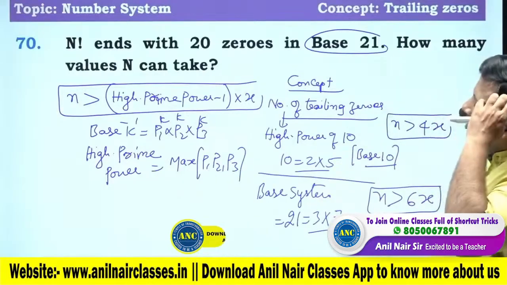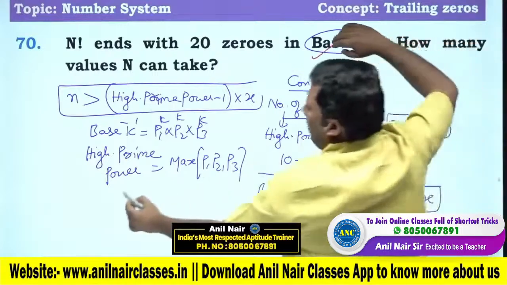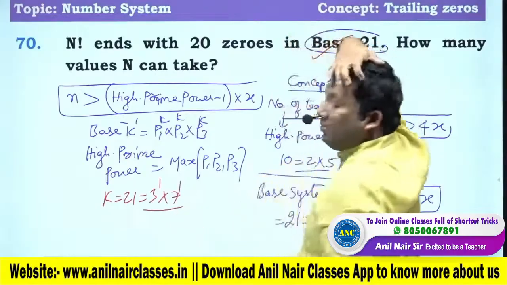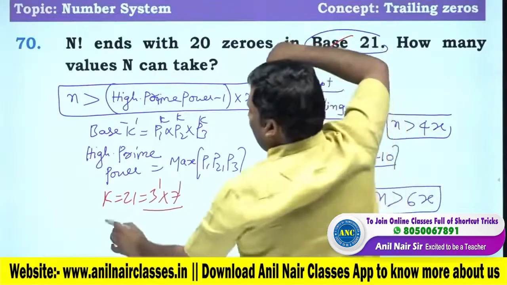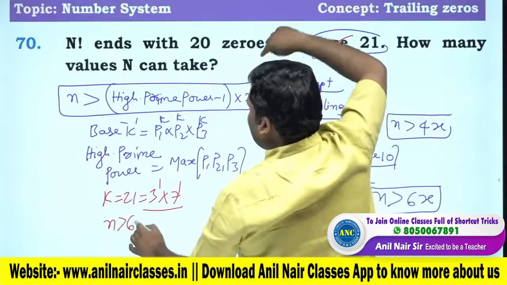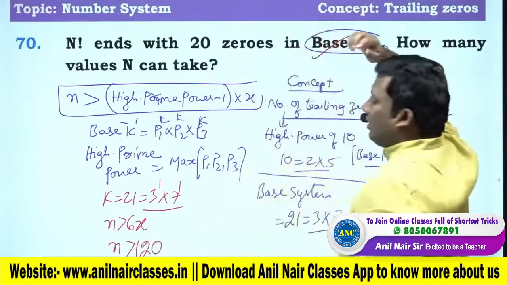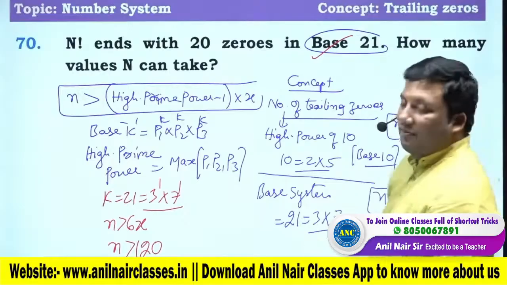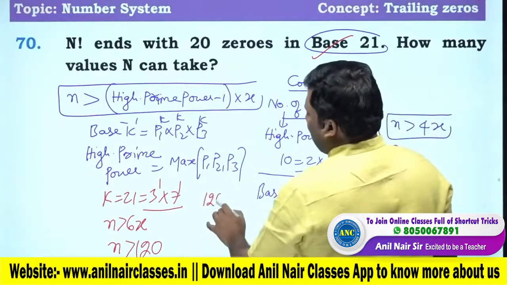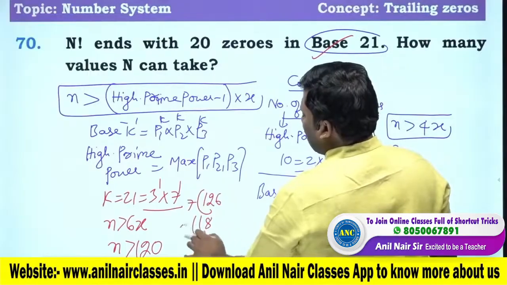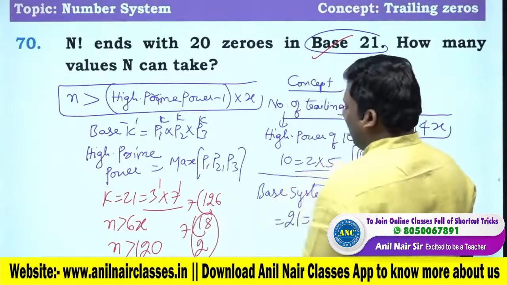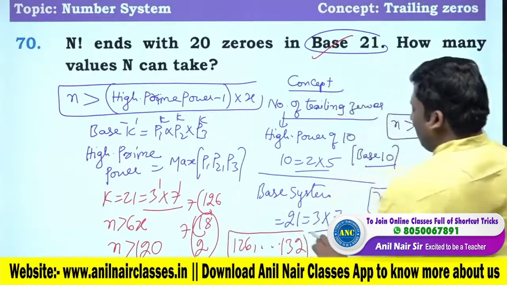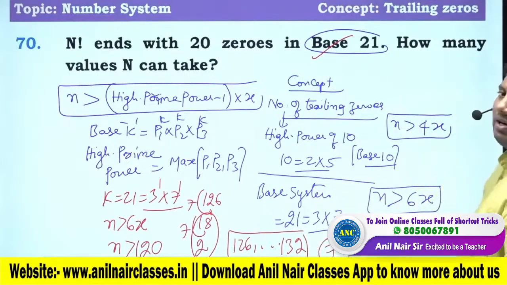N factorial ends with 20 zeros in base 21. K is 21, which is 3 into 7. What is the maximum value of 3 and 7? 7. So n is greater than 6x. N is greater than 120. What is the multiple of 5? I took it because highest is 5. What is the multiple of 7 greater than 120? 126. 7 18s are, 7 2s are. 18 plus 2, 20. So 126 to the next number less than the multiple of 10. How many values will 7 take?